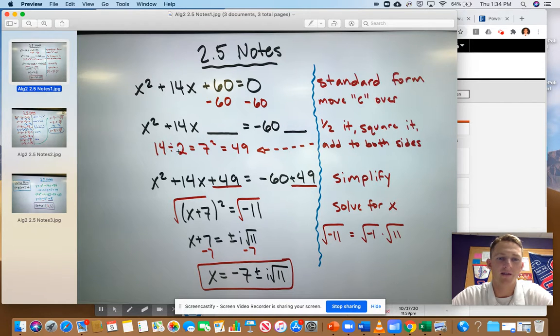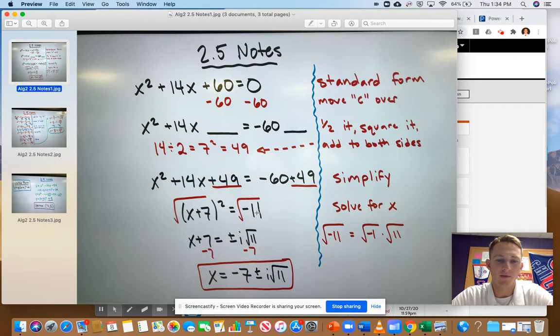So let's half it, let's divide by 2. That's 7. Let's square it, and we're going to add it to both sides. So plus 49 and plus 49. Now we have x plus 7 squared equals negative 11. We're solving for x, so let's get rid of this square by taking the square root on both sides. Well, the square root and the square are going to cancel, so we have x plus 7.